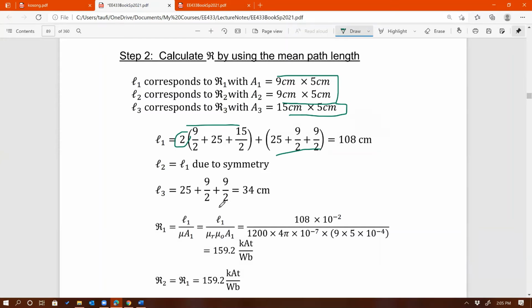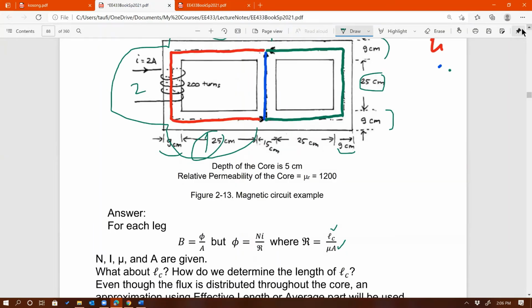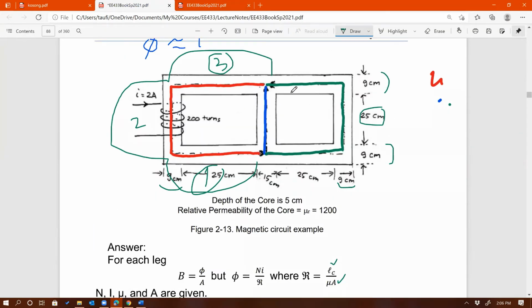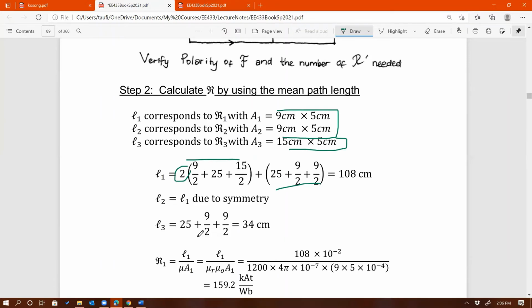And then we have L3, the length in the center part of the core. Let's check to see if this is correct. Okay, that's the length of the center segment. That's going to be the same as this segment right here that we did earlier: 25 plus 9 over 2 plus 9 over 2. So that's going to be 25 plus 9. Is that what I have here? Yes, right there.